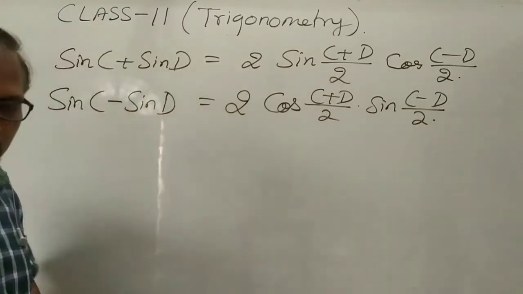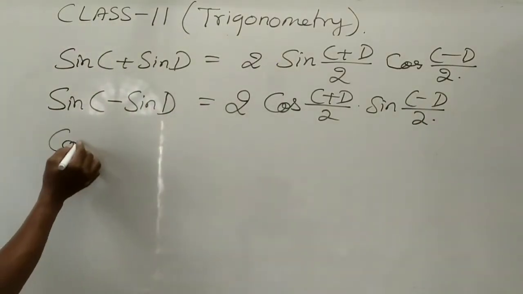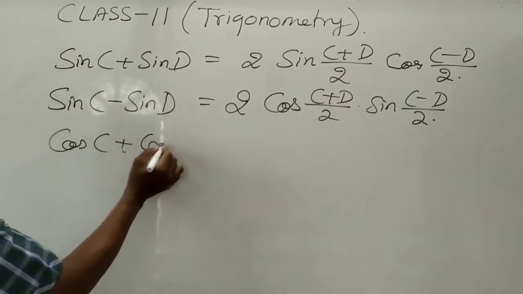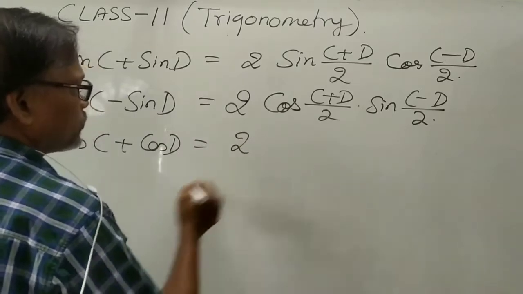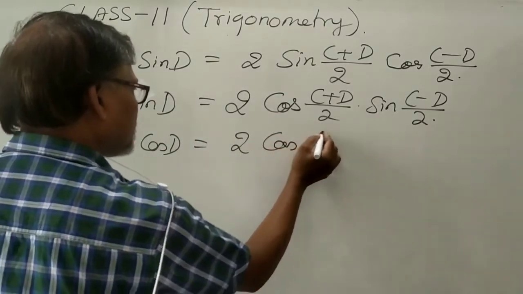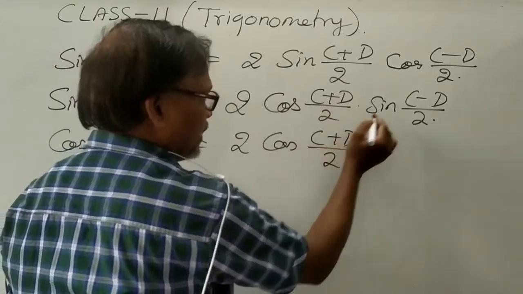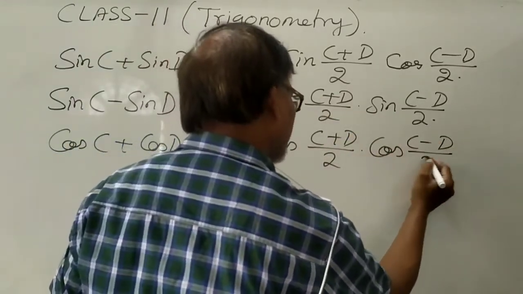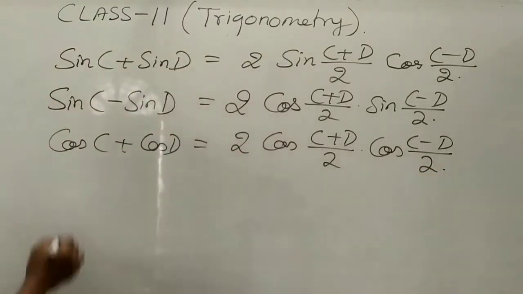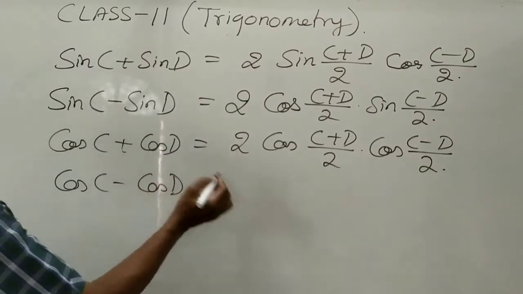ये सब बहुत याद रखना है क्योंकि ये सब जरूरी है. Then cos C plus cos D, what you will get: 2 cos (C plus D)/2 and cos (C minus D)/2. ये भी सेम है, लेकिन यहां sin की बजाय cos ही होगा. Similarly, cos C minus cos D, इस पे भी जरा ध्यान रखना है.